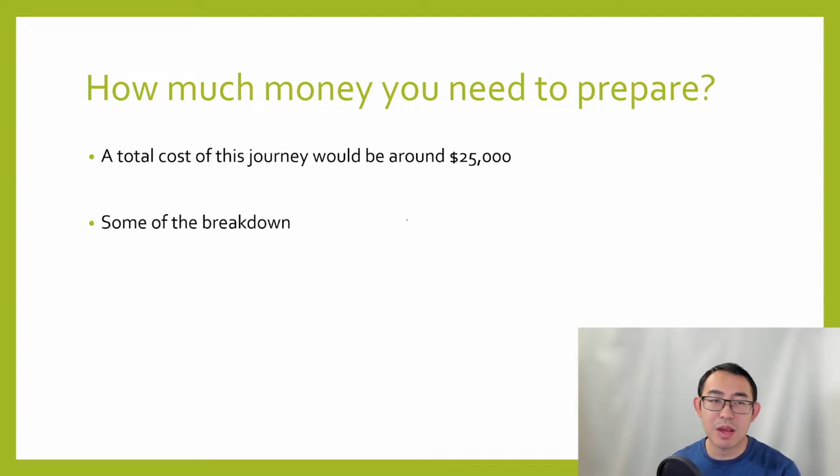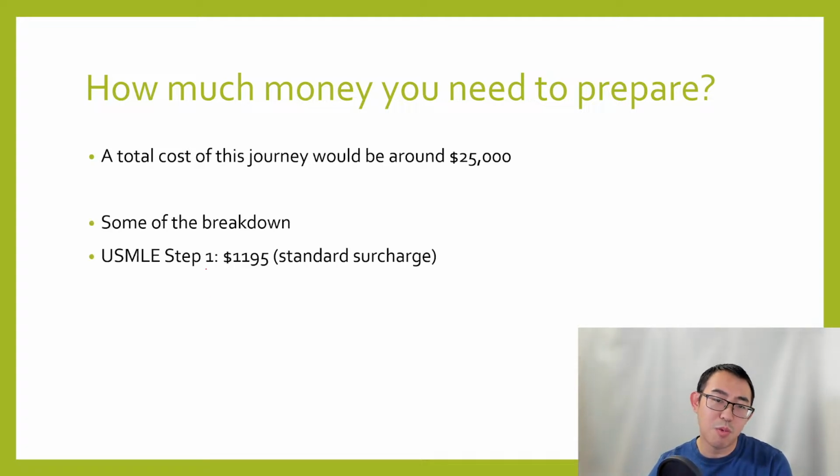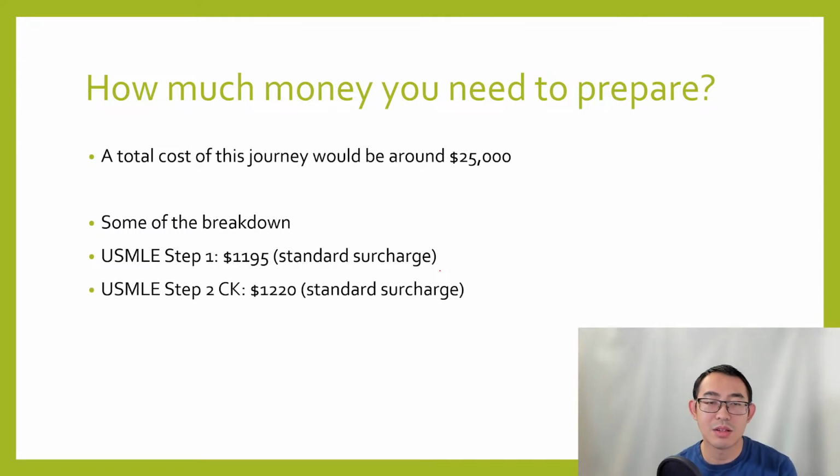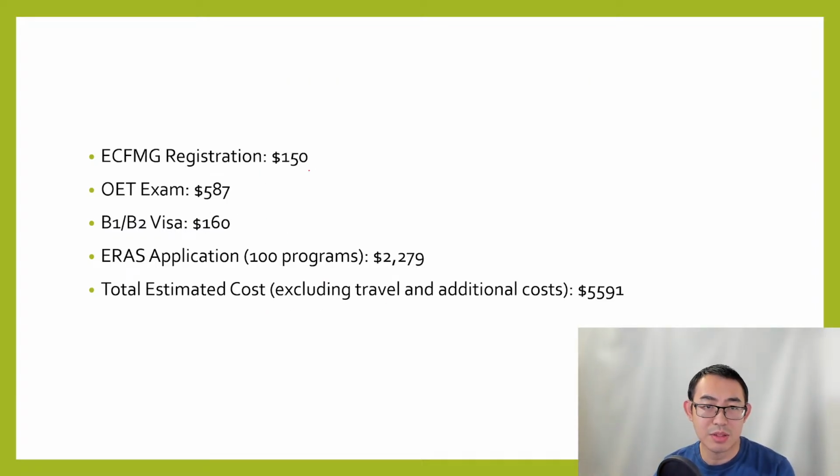Let's see a little bit of the breakdown. Step 1 is $1,195 with a standard surcharge, meaning that if you're doing it outside of the US, there is an extra charge. In the US it's cheaper, maybe $600, I forgot how much. Step 2 CK is that. ECFMG certification $150, OET $587, B1/B2 visa $160 if you're going for that. ERAS application $2,279 on average, for 100 programs. Prices can change, okay, so this always changes.